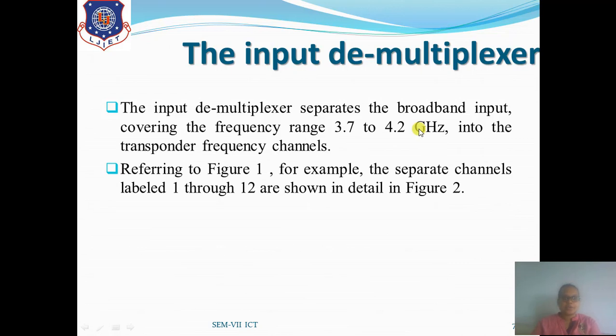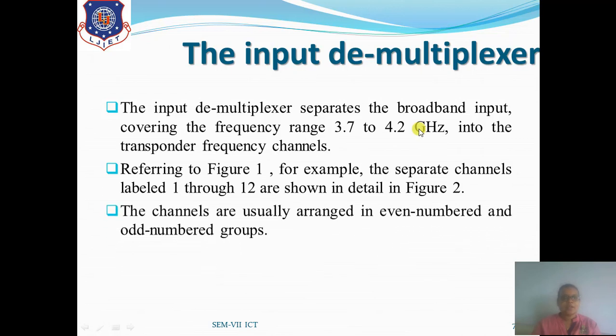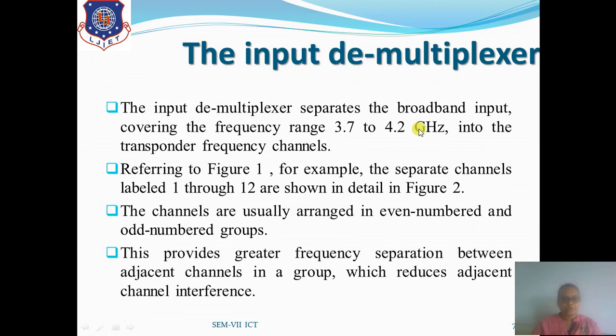Referring to figure 1, for example, the separate channels labeled 1 through 12 are shown in detail in figure 2. So we will see both the figures in the next slide. The channels are usually arranged in even numbered and odd numbered groups. These provide greater frequency separation between adjacent channels in a group, which reduces adjacent channel interference. So from this, the input demultiplexer will have the channels from 1 to 12.